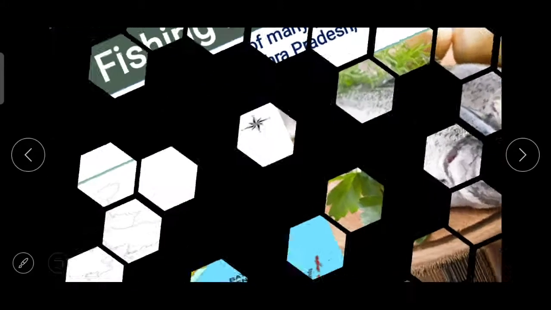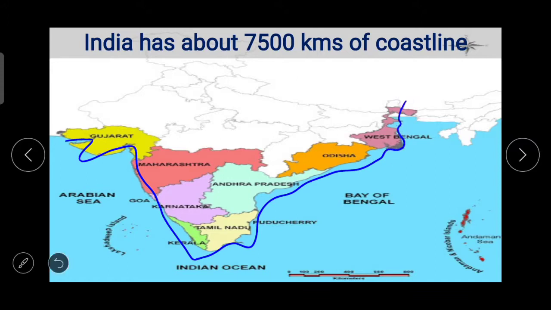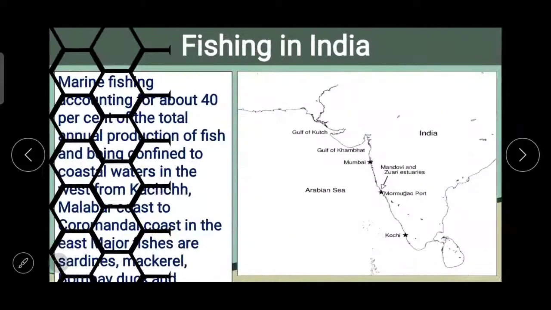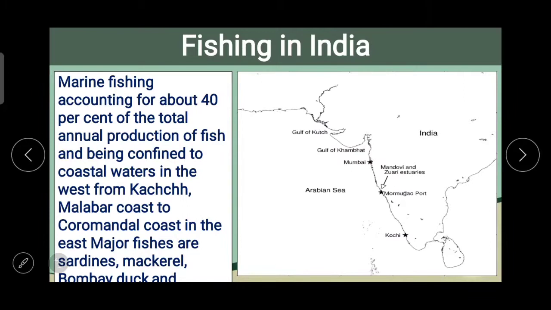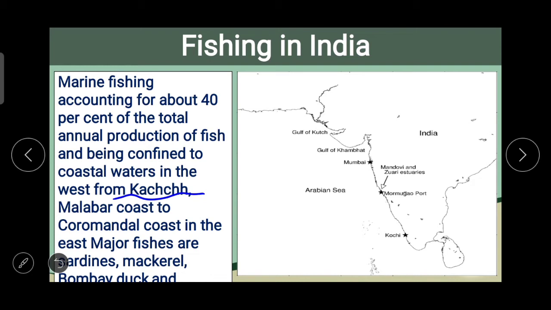India has about 7,500 kilometers of coastline. Here you can see the coastline of India, with marine fishing accounting for about 40% of the total annual production of fish and being confined to coastal waters in the west from Kutch, Malabar coast to Coromandel coast in the east. Major fishes are sardines, mackerel, Bombay duck and prawns. So, here you can see Gulf of Kutch.